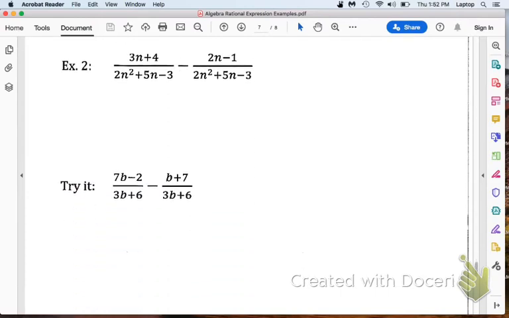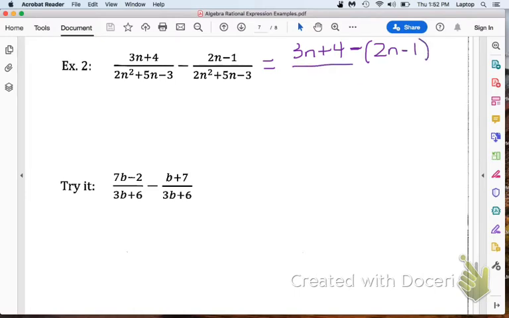So in example 2, we have just a little bit more detailed denominators, but double check that the polynomial is exactly the same. So with subtraction, if they have the same denominator, you can go ahead and subtract the numerators. So we'll have 3n plus 4. Now what we're subtracting is an expression, so let's write it in parentheses because subtraction has to apply to both terms in the expression.